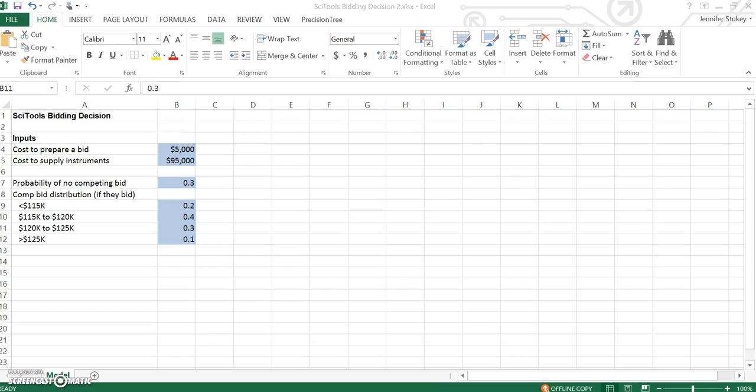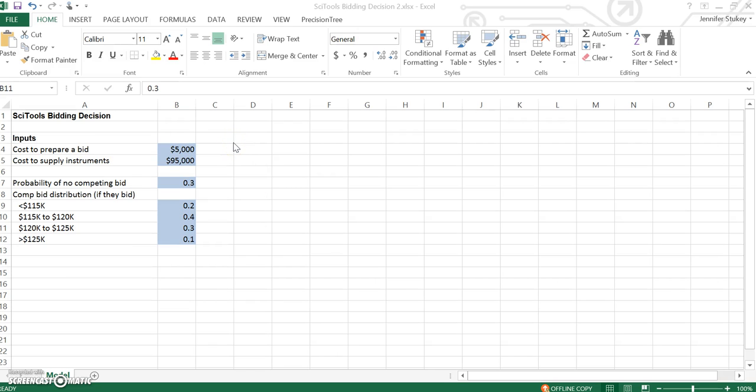In other words, when you're making a decision, you don't always have control over everything. And so it just graphically lays it out in a way that is easy for people to see to use a decision tree. Okay, so we are going to do this SciTools bidding decision too.